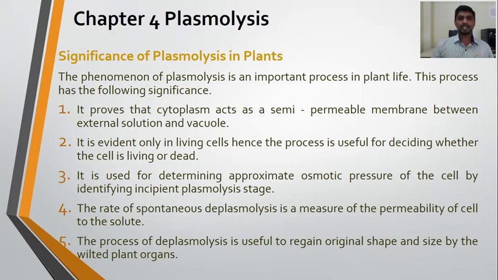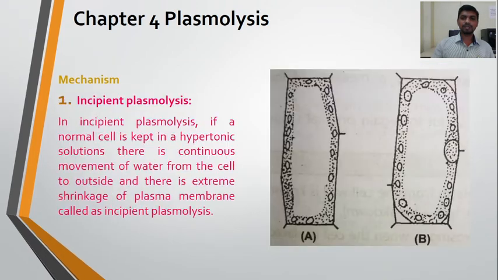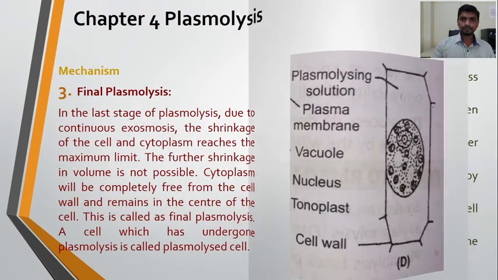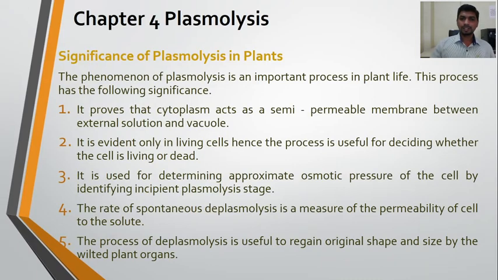It proves that cytoplasm acts as a semi-permeable membrane between the external solution and the vacuole. Here the vacuole, generally found at the center of a normal plant cell, is an empty cavity, and between it and the external solution is the plasma membrane. This plasma membrane acts as a semi-permeable membrane. So plasmolysis is useful to prove that the cytoplasm acts as a semi-permeable membrane between external solution and vacuole.